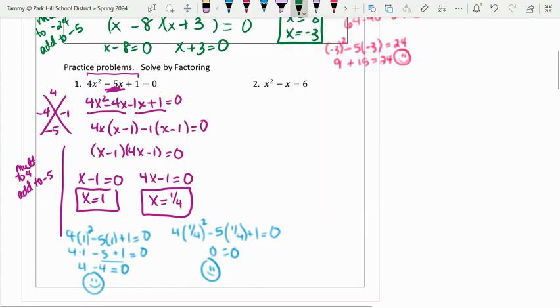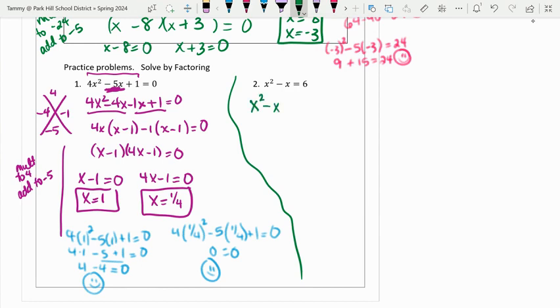And the last one in this set. So we have x squared minus x. Move this 6 to the other side. So if it's positive 6, when it moves over, it becomes negative 6 equals 0. That has a leading coefficient of 1. So I need two numbers that multiply to negative 6 and add to negative 1.